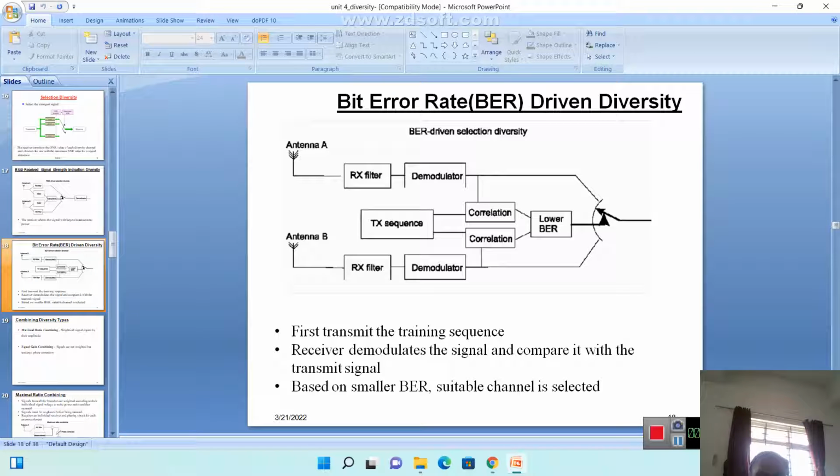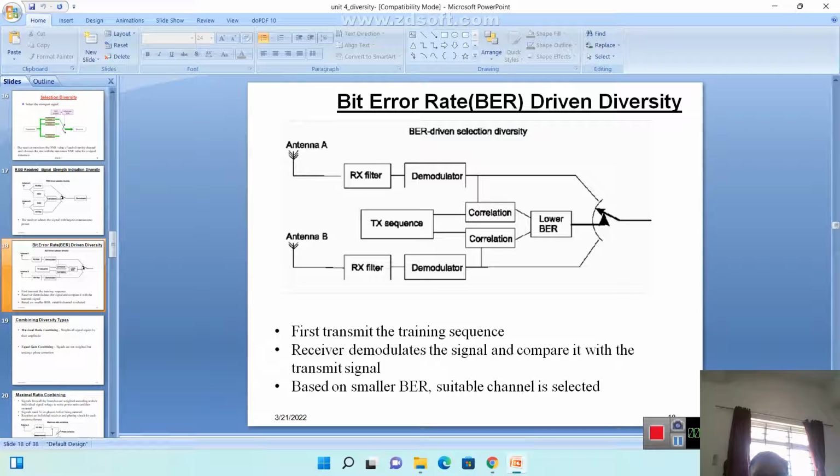What is the bit error rate? It is simply known as BER. We take the BER for antenna A as well as antenna B. The antenna A input goes to the RX filter, then the modulator. Similarly, simultaneously, antenna B is given to the RX filter and the output of the modulator. The correlation process occurs, and the output gives a lower BER.